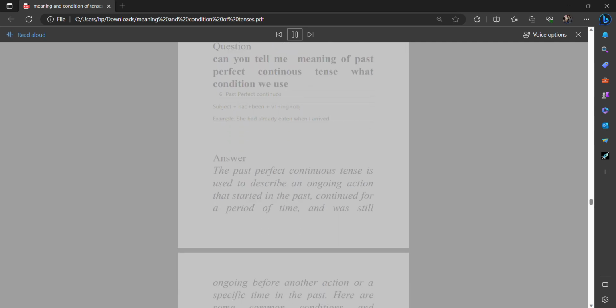Question: Can you tell me meaning of past perfect continuous tense? What condition we use? Past perfect continuous, subject plus had plus been plus V1 plus ing plus object. Example: she had already eaten when I arrived. Answer: the past perfect continuous tense is used to describe an ongoing action that started in the past, continued for a period of time, and was still ongoing before another action or a specific time in the past.